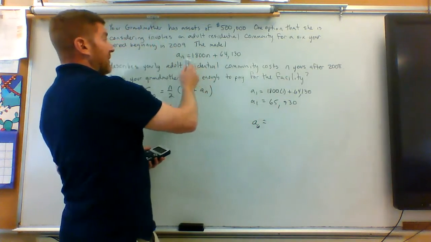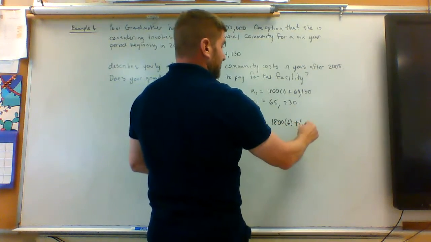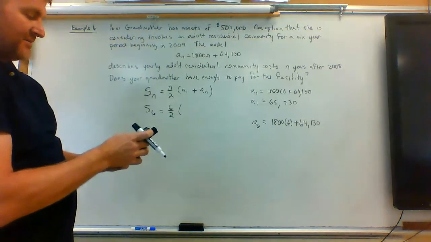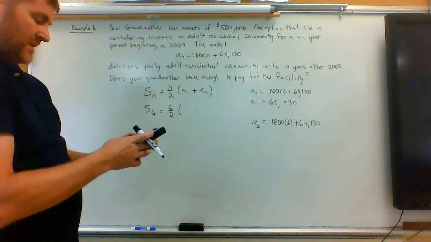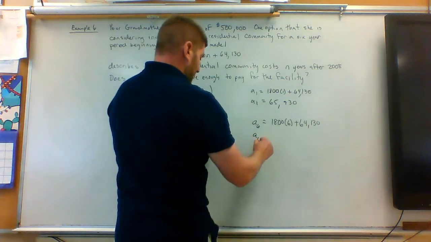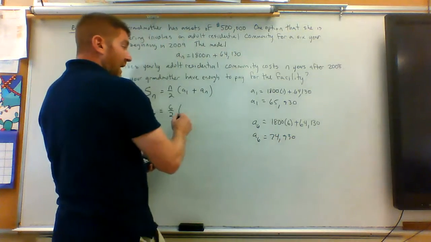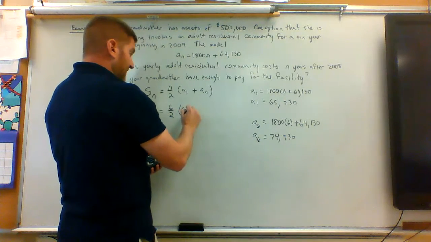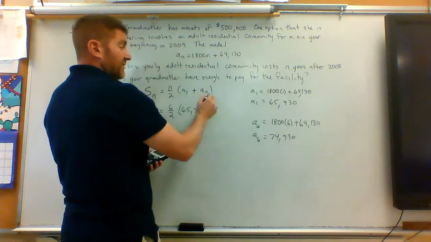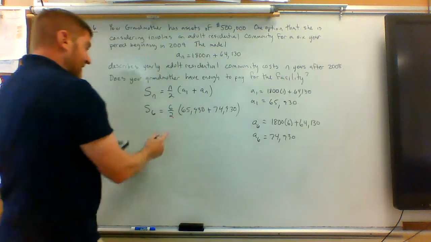So the 6th year, I'm going to plug in 6. That's 1800 times 6 plus 64,130. So 1800 times 6 plus 64,130 ends up being $74,930. So I'm going to take A1, 65,930, and add it to my 6th year, my first plus my last, 74,930, and calculate the sum.